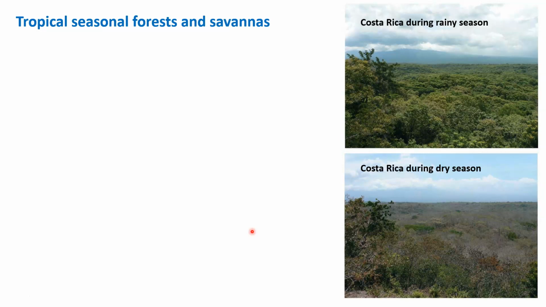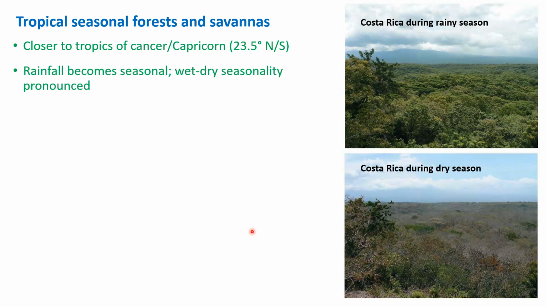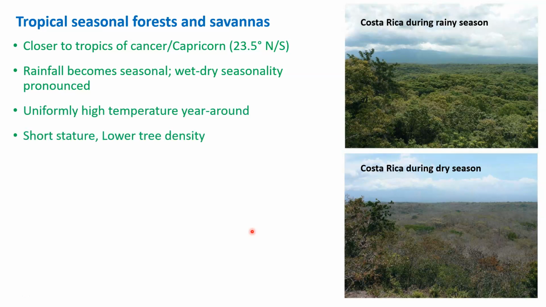So the other type of biome I want to talk about is tropical seasonal forests and savannas. They are geographically found closer to the Tropics of Cancer and Capricorn, which are located around 23.5 degrees north and south latitudes, right? Still tropical biomes. Unlike rainforest, these are quite seasonal, they are not uniform. So because of that, you get distinct wet and dry seasons. The temperature is still uniform and high year round.